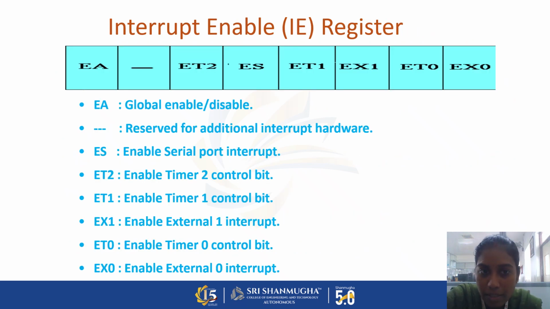In the interrupt enable register, we can clearly see what kind of signals are stored. EA is the global enabling and disabling bit. ET1 and ET0 are used for enabling the timer interrupts, for timer 1 and timer 0. EX1 and EX0 are used to enable the external interrupts, external input 1 and 0, and ES enables the serial port interrupt.